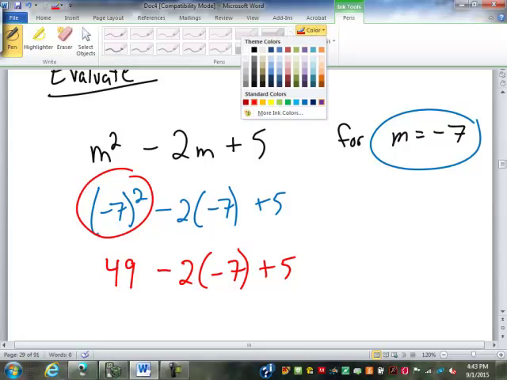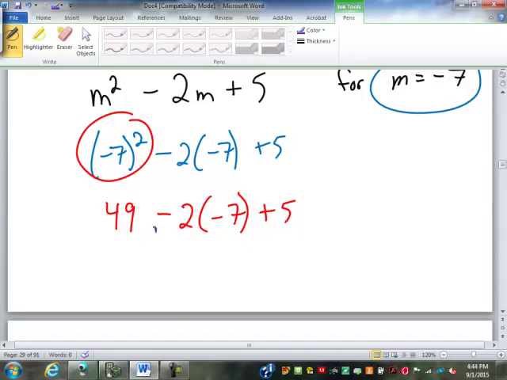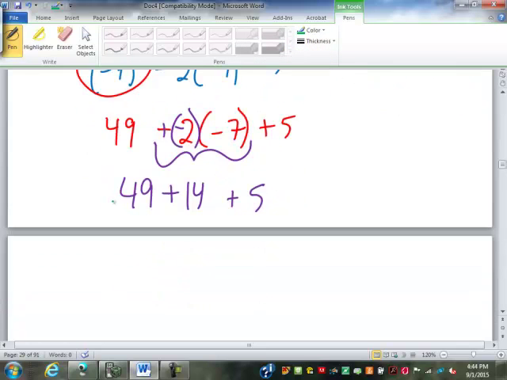Then what? We're turning this into plus a negative 2. So we do negative 2 times negative 7, which is a positive 14. And then 49 plus 14 is 63, plus 5 is 68. Any questions?